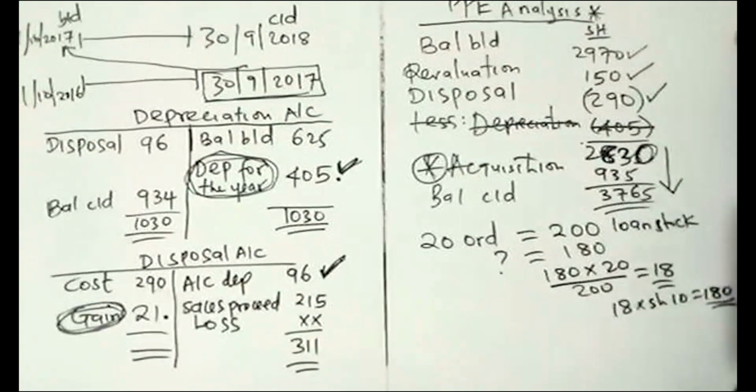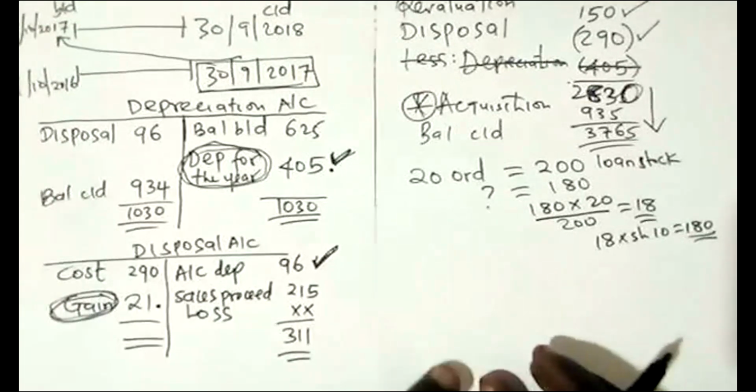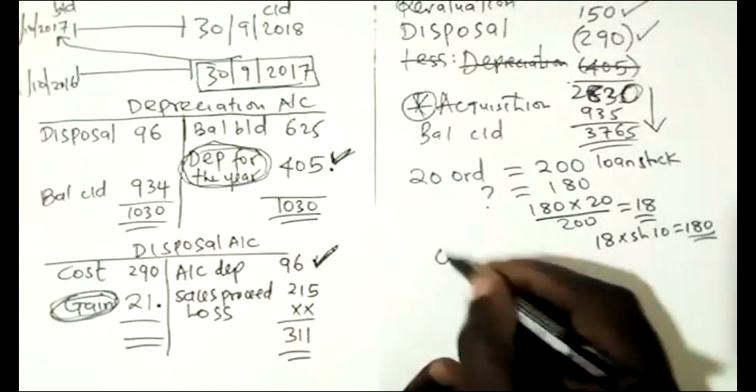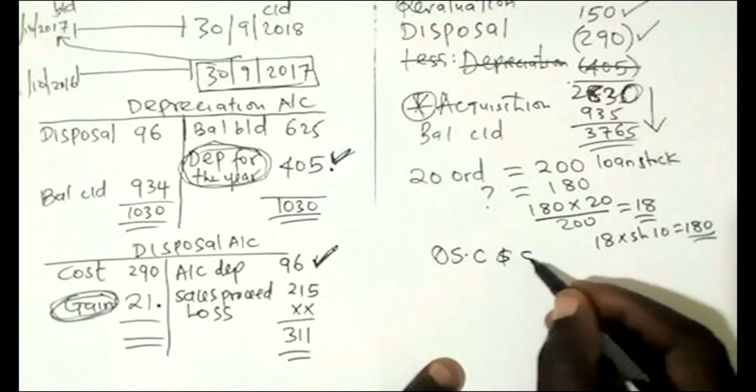Where will this one affect? Where would this be taken to? So this one will be taken to ordinary share capital when I will be doing my ordinary share capital and share premium analysis.